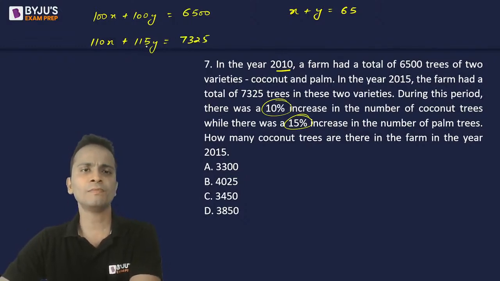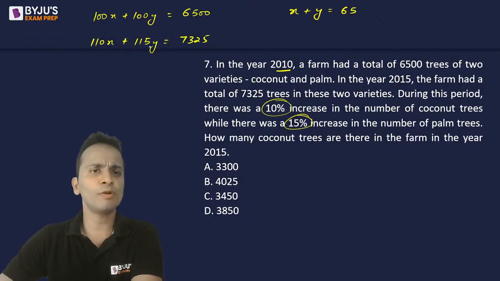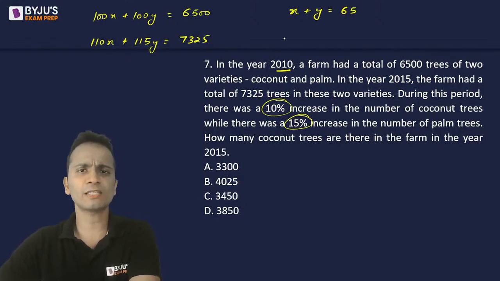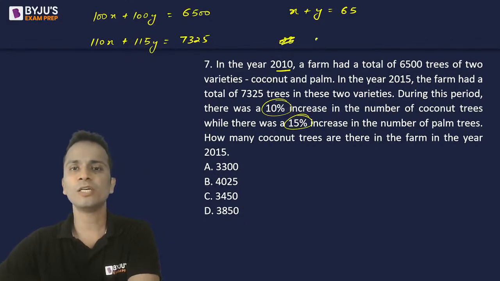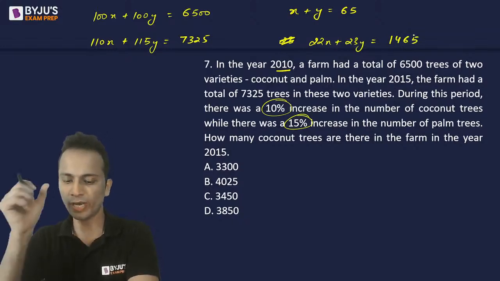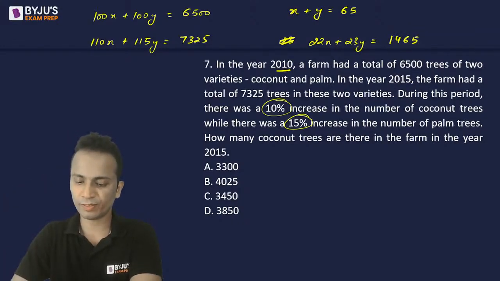7325. Okay. So again I take 5 common from here. 5 ही आ सकता है. So 23, no, 22x. I remove this. 22x plus 23y is equal to 1465. Okay, 1465. Chandu, let's check it out.